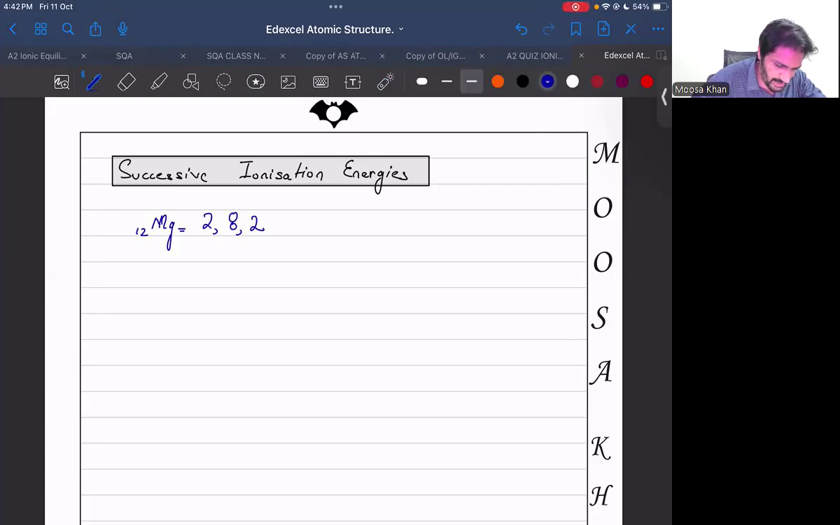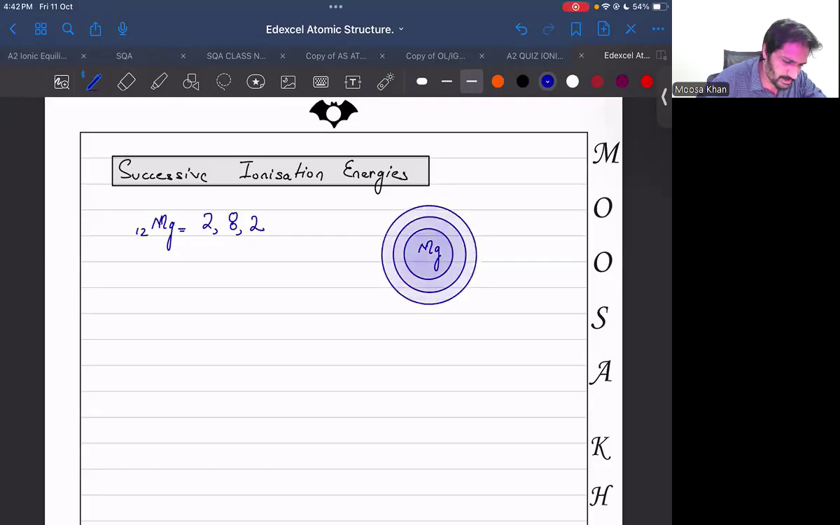Now what is successive ionization energy? If you start removing electrons from this magnesium atom, the first electron that you are going to remove would be from the outermost shell. Its first shell has 2 electrons, the second shell has 8 electrons, and the valence shell has 2 electrons. So that would be your first electron to be removed. The energy required to remove this electron is called the first ionization energy of magnesium.